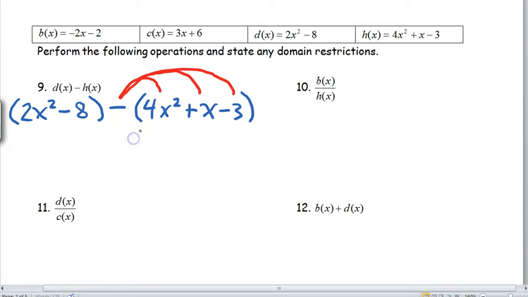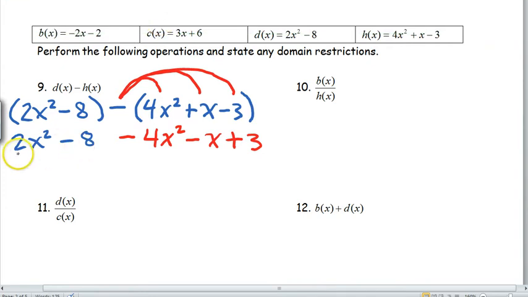That's going to make this become negative 4x squared minus x plus 3. Can everybody see how I got the red part here? Is that clear? That negative sign in front changed all the signs of everything inside. Please don't forget to do that. Now the other part just comes down unchanged. So I will bring down my 2x squared minus 8.